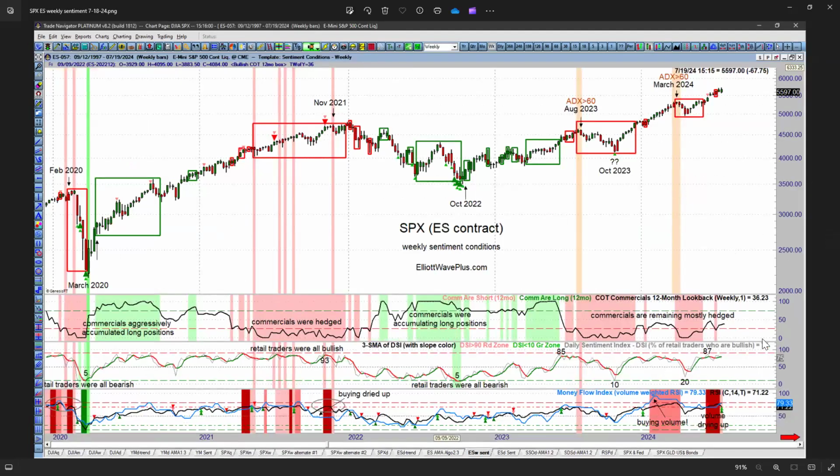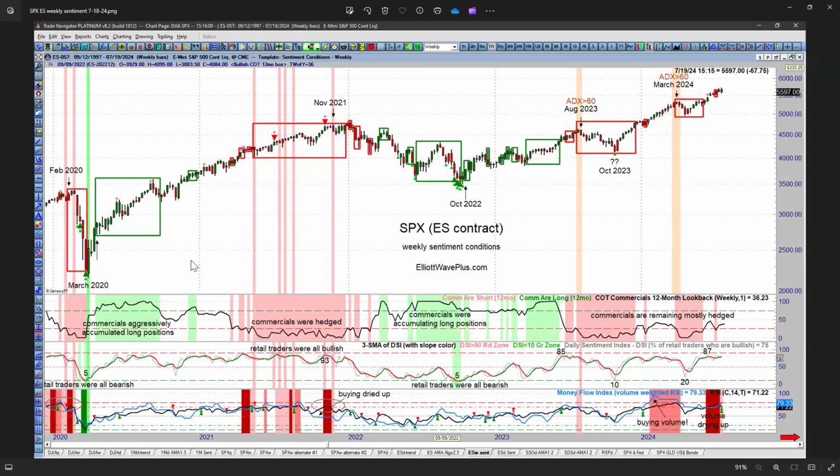The S&P. Notice that same red stripe down here, same condition where volume was coming out of the S&P. There was recently as much as 87% of retail traders that were bullish. And the odd thing about the activity this year has been that commercials have generally preferred to remain hedged.